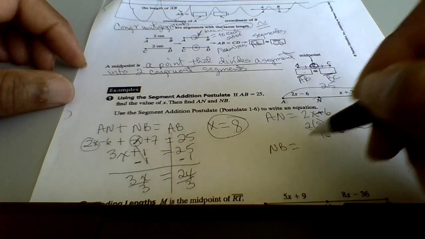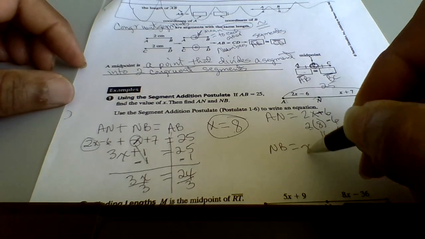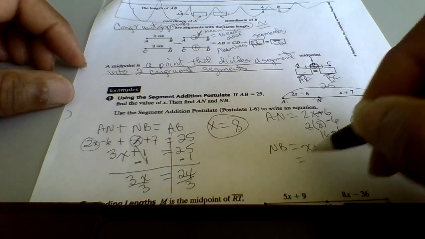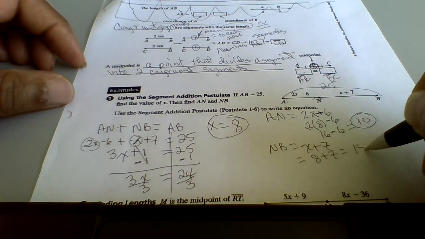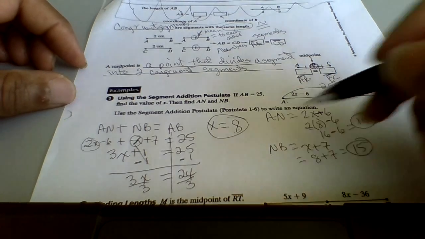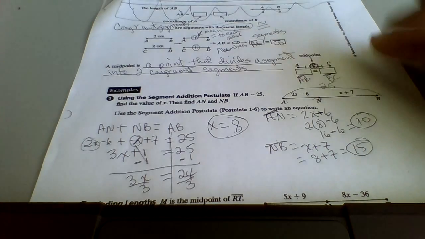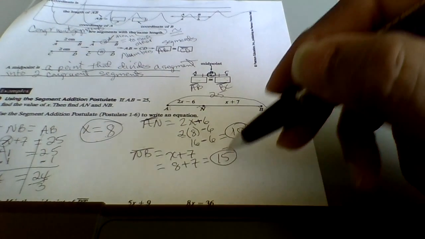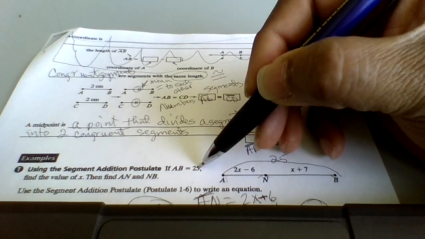NB is equal to x plus 7. So substituting 8 plus 7 in is equal to 15. So NB is equal to 15 and AN is equal to 10. And notice when I got done with my answer, if I add these two together, I get 25.